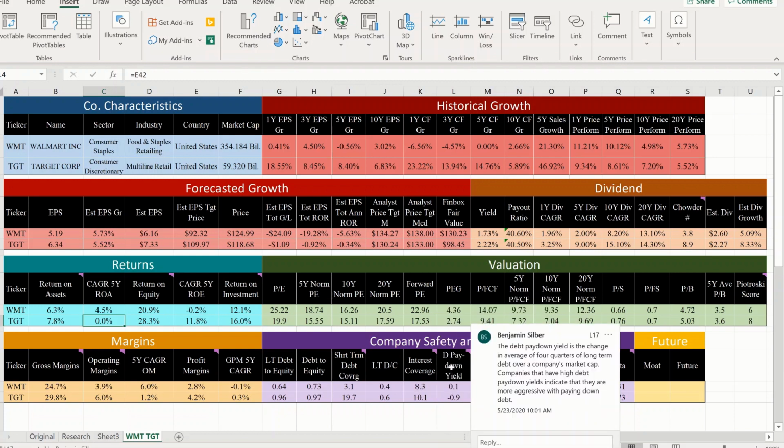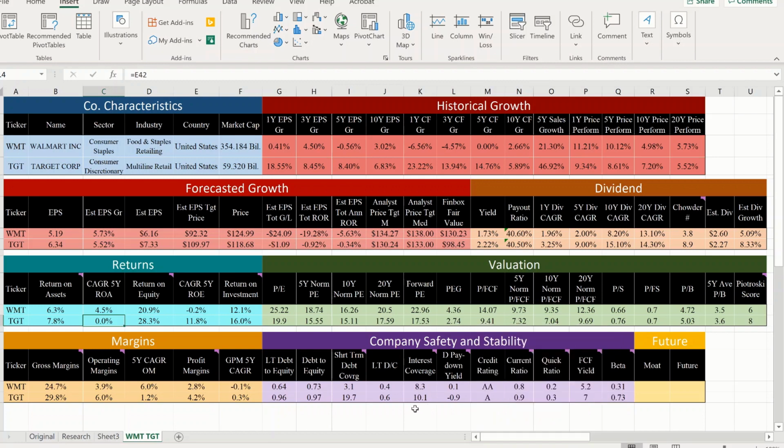The debt paydown yield is a change in average of 4 quarters of long-term debt over a company's market cap. The higher the number, the faster they are working to pay down that debt. Neither is impressive, but Target is actually negative, showing it has taken on more debt. Both have a good credit rating with Standard & Poor's, but Walmart's AA is higher than Target's A.